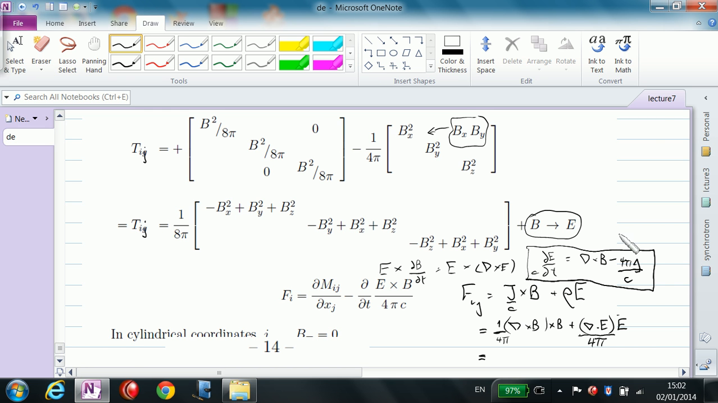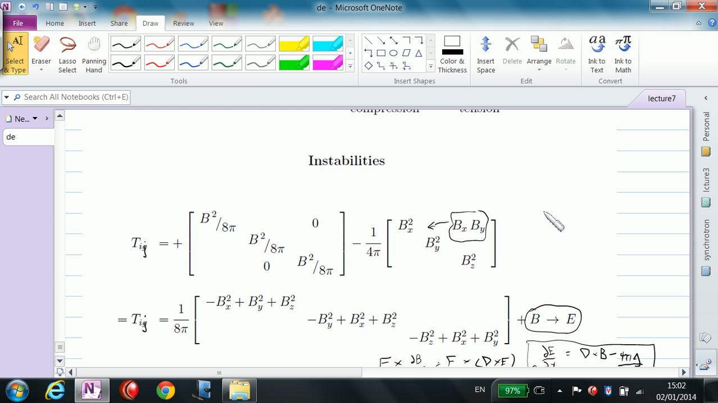Nicola assigned this for homework too. Just show that the divergence of Tij gives the Lorentz force. It's in Jackson.